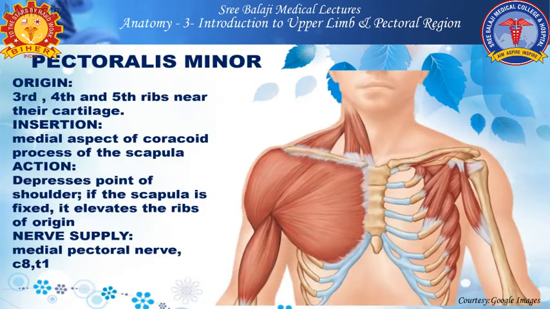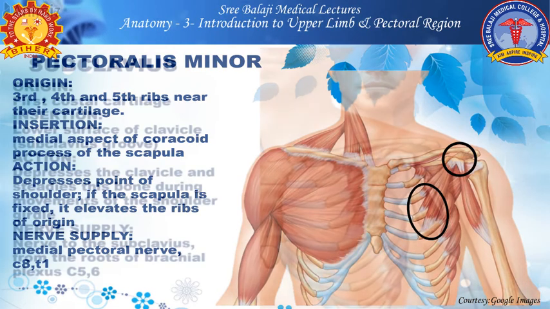Pectoralis minor origin: third, fourth and fifth ribs near the cartilage. Insertion: medial aspect of the coracoid process of the scapula. Action: it depresses the point of the shoulder. If the scapula is fixed, it elevates the ribs. Nerve supply: medial pectoral nerve and lateral pectoral nerve.